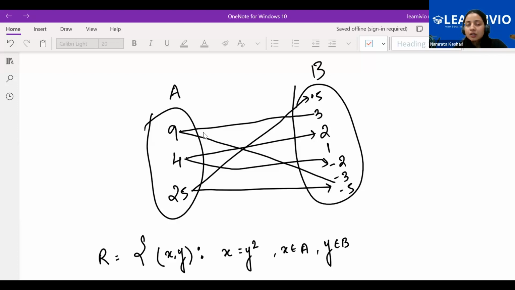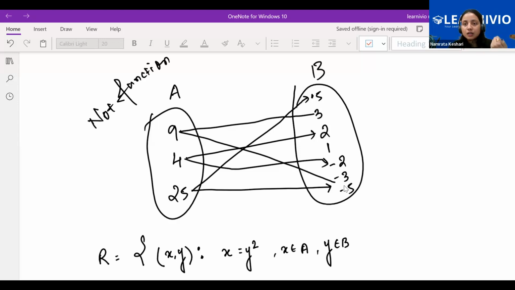Now the question is, is this relation a function? Here each and every element of the first set has its image, but it has to be a unique image. 9 has image 3, and 9 again has image -3. So this is not a function.